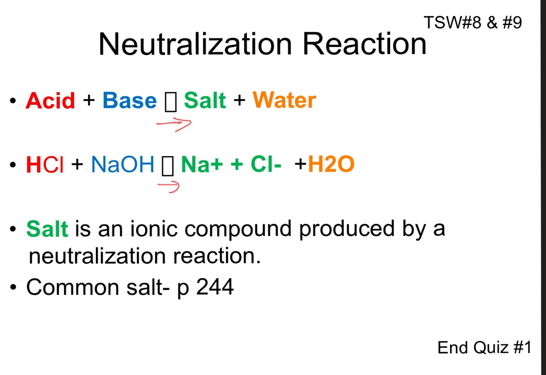So last but not least, you have the neutralization reaction. This is the next type of reaction, the 6th reaction that we'll learn this year. So you have an acid plus a base yields salt plus water. Now salt is a term that basically means any type of ionic compound produced by a neutralization reaction. In other words, it's an ionic compound that's produced by an acid and base being mixed together.